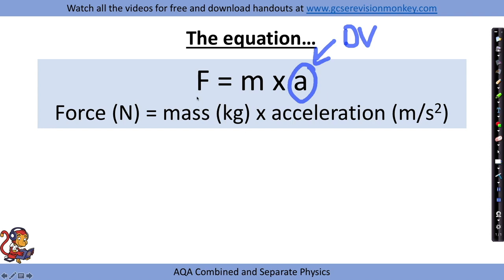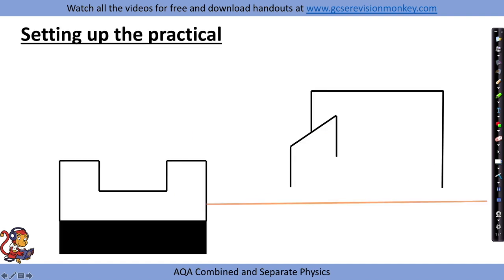And we could either investigate how force affects acceleration and make this our independent variable, or we can investigate how mass affects acceleration and make the mass our independent variable. So I'll talk you through both practicals now. First of all, let's discuss how we are going to measure acceleration, because that is our dependent variable. So remembering the equation for acceleration will help with your understanding with this part.